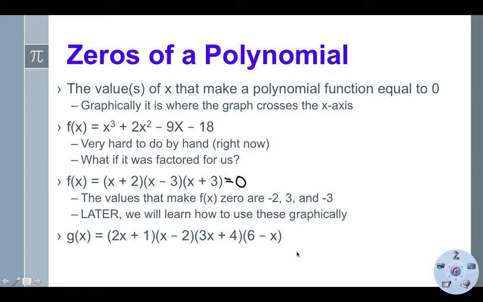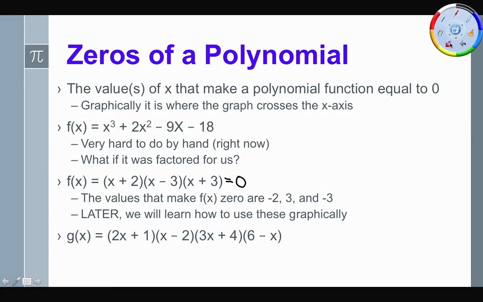We have g of x, which is 2x plus 1 times x minus 2 times 3x plus 4 times 6 minus x. Now, if we were to figure out the zeros for this polynomial, we would just want to know what x values make this thing 0. And it's actually not that bad. If I wanted to know what makes this 0, I would just write it. I would say, okay, well, what makes that 0? 2x plus 1 equals 0. And if I subtracted 1 and divided by 2, I would get x is equal to -1/2.